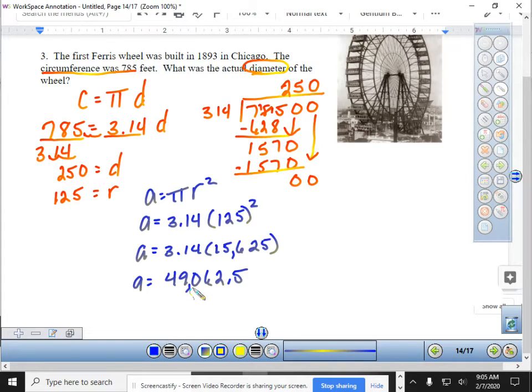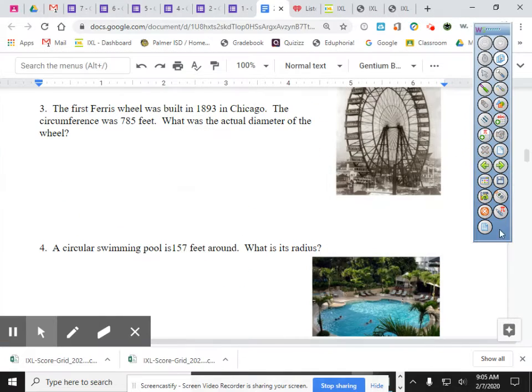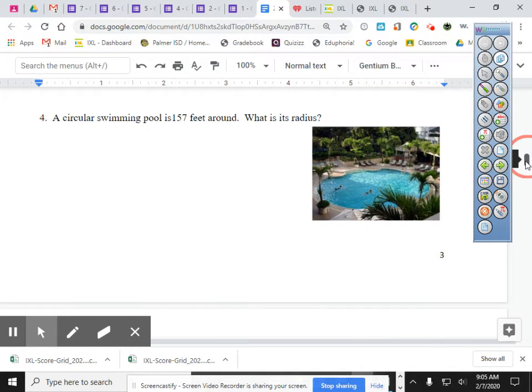Was Isaiah right? Is it close to 45,000? Yes. I thought we were past 45,000. Well, because 625 is a big number, so it's going to be more than 45,000. But now we have just found the area, given the circumference. That's what the IXLs are like. Okay? Look at number 4.